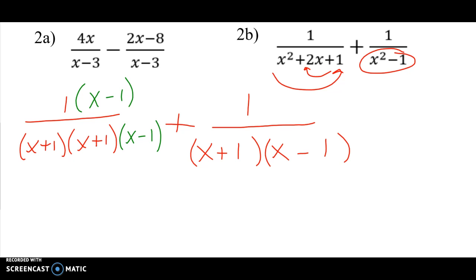The left side did not have an x minus 1, so we have to multiply the top and the bottom by that missing factor. Now, what does the right fraction not have that the left one does? Another x plus 1, right? So I need to multiply this one by x plus 1 on top and bottom. So we're getting a common denominator.